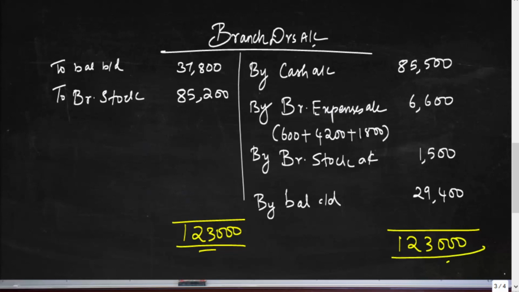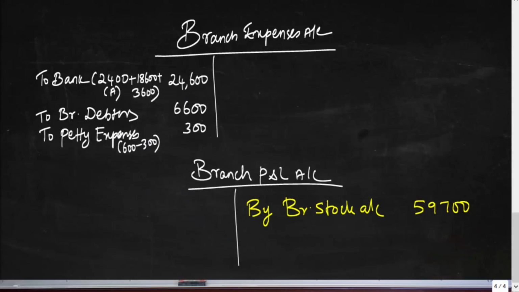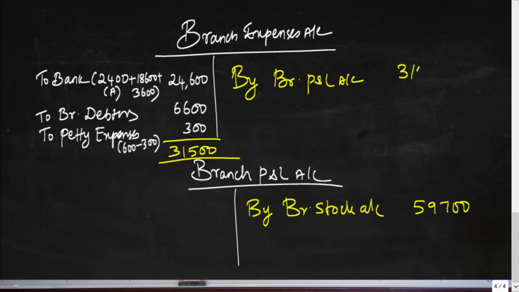So this is done. Then let's check branch expenses account. Branch expenses, on debit we have three items, so let's total all the three. It works out to 31,500. Okay, it means this 31,500 will go to branch P&L. By branch P&L account, what is the value? It is 31,500.